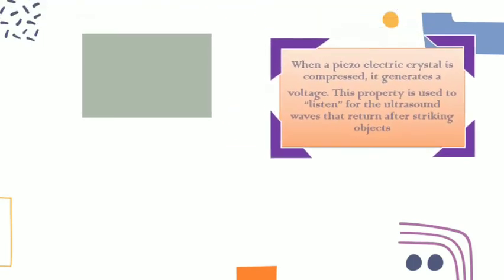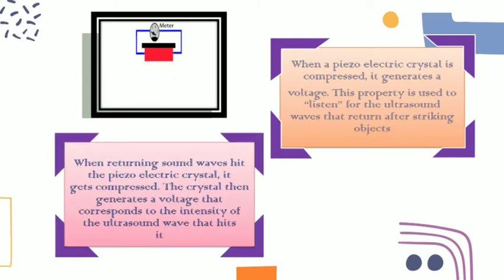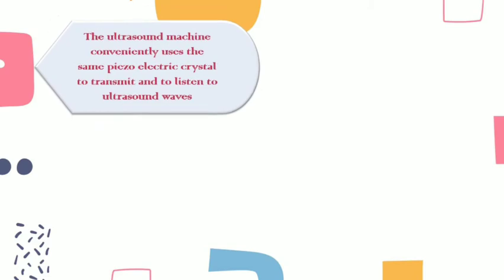When a piezoelectric crystal is compressed, it generates a voltage. This property is used to listen for the ultrasound waves that return after striking objects. When returning sound waves hit the piezoelectric crystal, it gets compressed. The crystal then generates a voltage that corresponds to the intensity of the ultrasound wave that hits it. The ultrasound machine conveniently uses the same piezoelectric crystal to transmit and to listen to ultrasound waves.